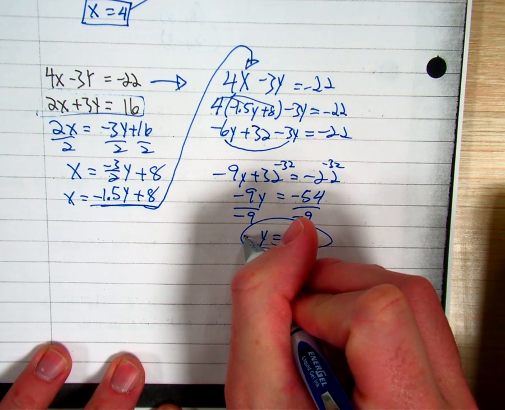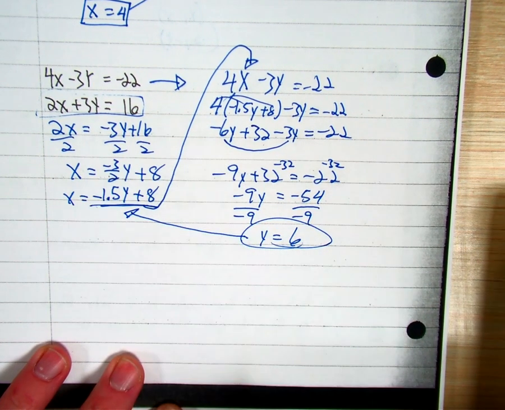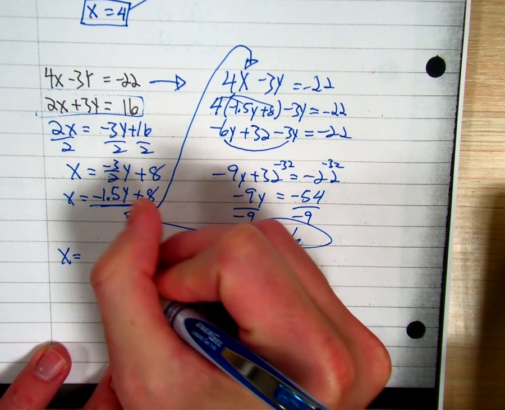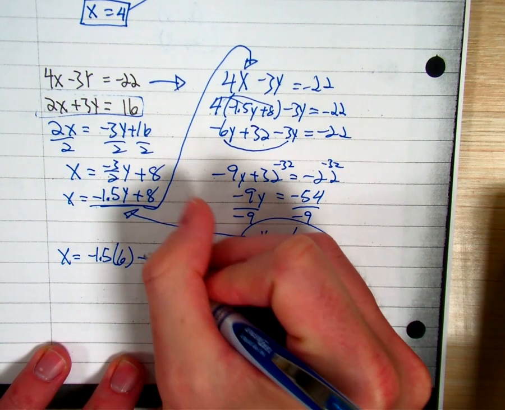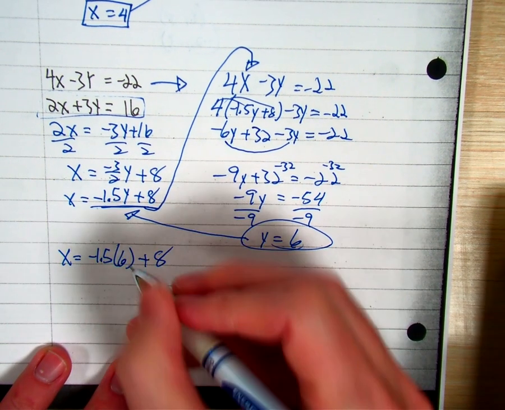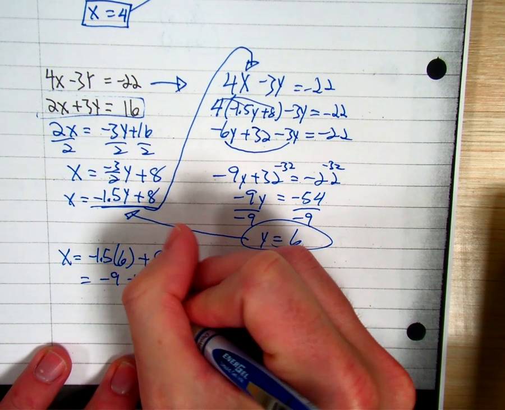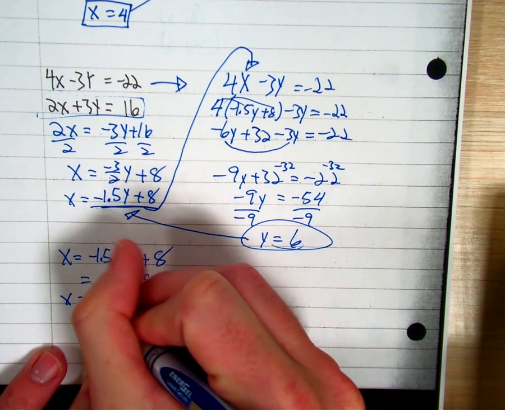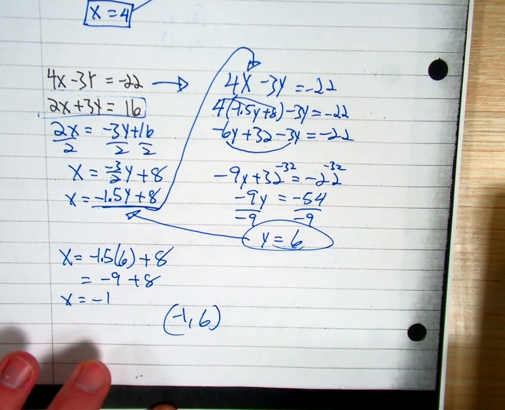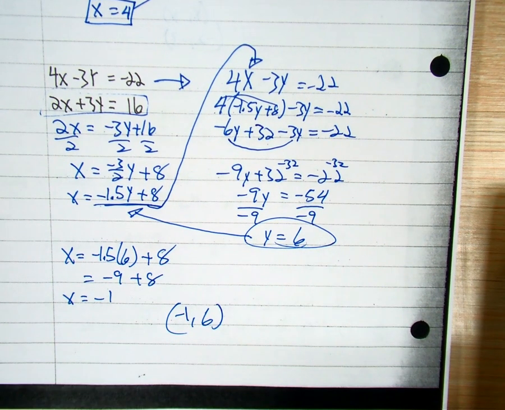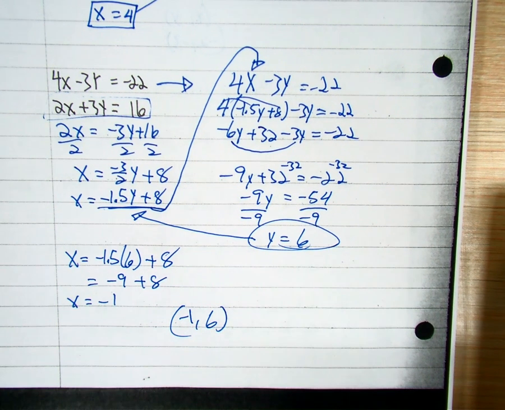Next, we're going to substitute this in for this y over here and get our x. X equals negative 1.5 times 6 plus 8. So this is going to be negative 9 plus 8. X equals negative 1. So negative 1 comma 6. All right, there you go. So that was a really tough one. This would be a really easy one using the elimination method that we're going to learn next.